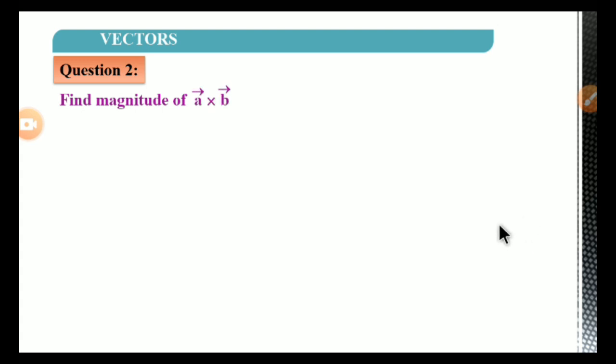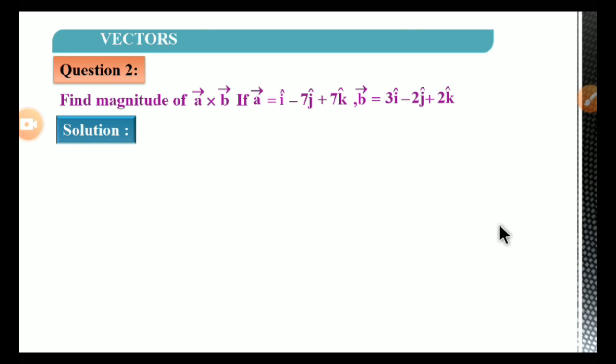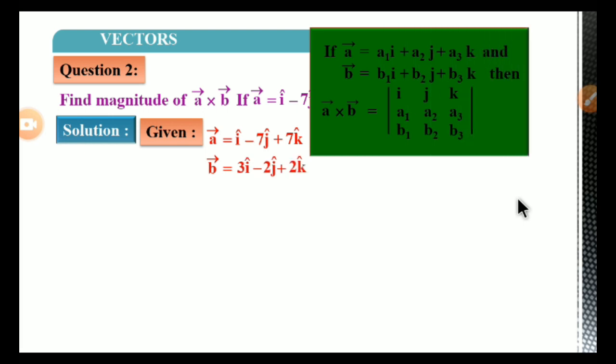Find the magnitude of a cross b if a is equal to i minus 7j plus 7k, b is equal to 3i minus 2j plus 2k. Now for the solution, first we have to write down the given data and consider this note here. Before finding the magnitude of a cross b, first find a cross b.